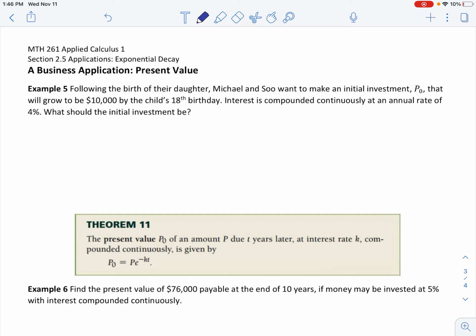Business application this time, so this will be interesting to some of you business majors. Example 5: following the birth of their daughter, Michael and Sue want to make an investment that will grow to be $10,000 by Luna's 18th birthday. But if I'm thinking about it, what can she do with $10,000 18 years later?